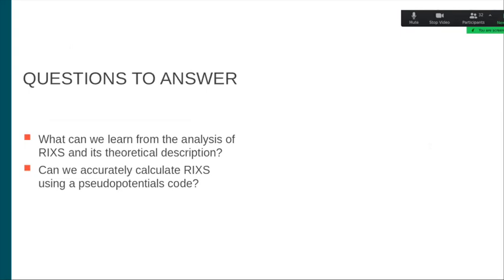And during this presentation, I would like to specifically address the following questions regarding the studies that we have done in this time at the Corporate Technique. The first one is: if we do a RIXS measurement, or if we calculate RIXS, which kind of information can we get from it concerning electronic excitations? And how can we analyze the RIXS spectrum? And the second question is whether we can also perform accurate calculations of RIXS using a pseudopotential code.